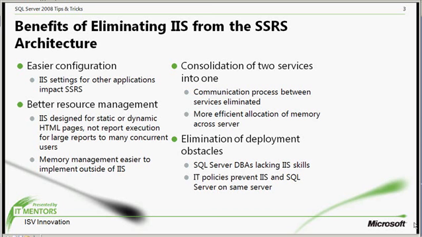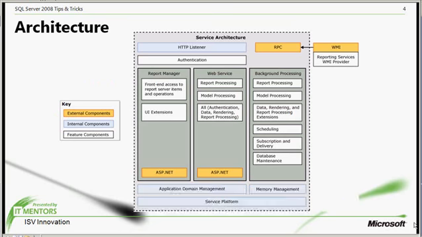And another thing is that memory management is easier to implement outside of IIS. It gives us more control and makes it easier for us as administrators to go in and configure the amount of memory that should be used. And then lastly, the ability to consolidate 2 services into one, so we don't have RPC communication between 2 separate services, IIS and Reporting Services. It's just one service that is handling all of that.